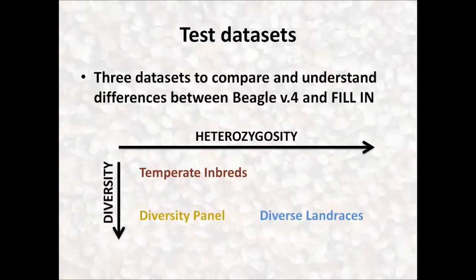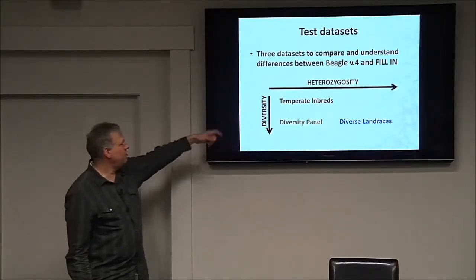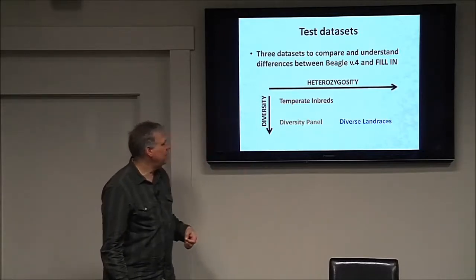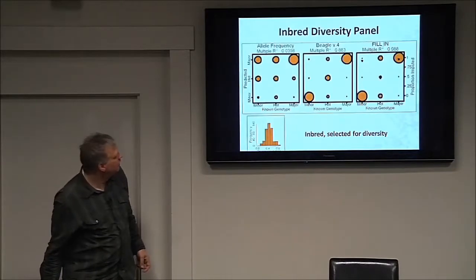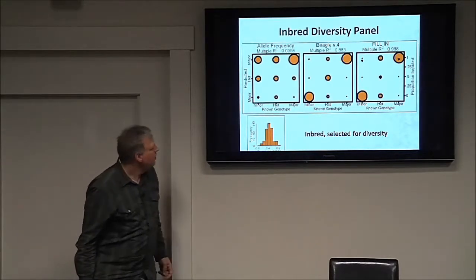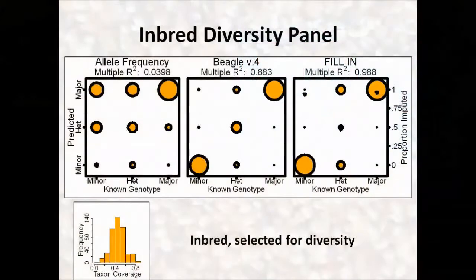Then Kelly compared 3 different types of data sets of unrelated things: either temperate inbreds with low diversity and low heterozygosity, or a diversity panel of inbreds with higher diversity but still inbred, or diverse landraces. I'm just going to show her comparisons of these 2 here. And that's not bad. She used a really naive imputation method where you just put in the major allele, or you draw at random based on the allele frequency which genotype to call.